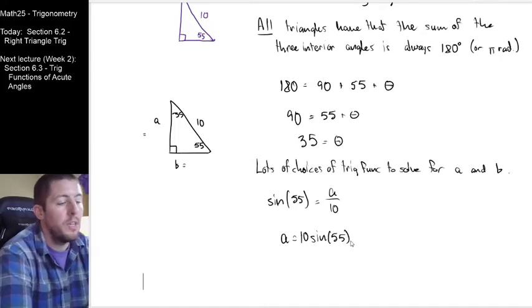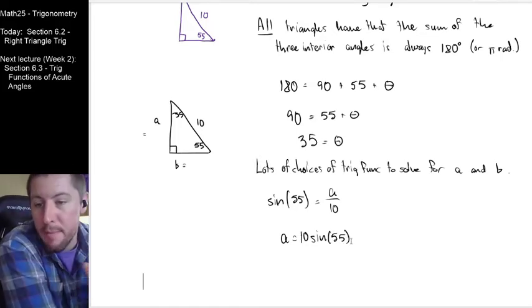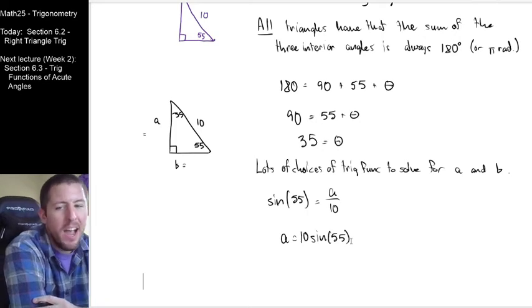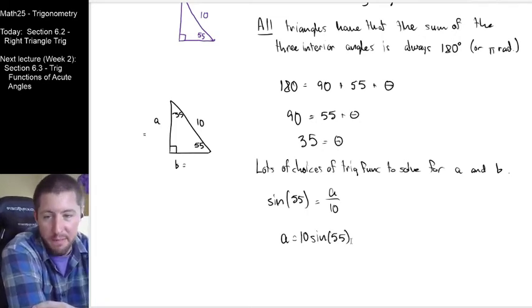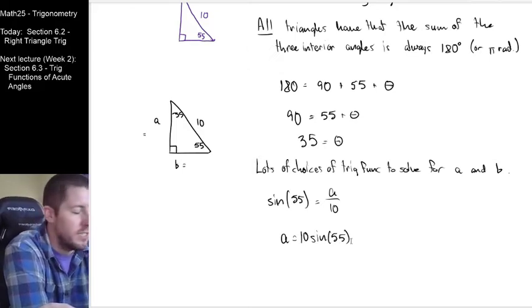Now, notice that I now know what A is. I have my exact form of A right here. I'm probably going to want to get a decimal for this one right here. I don't like giving side lengths in terms of trig functions. I do like giving side lengths in terms of square roots, but we don't have any of those in here. So I'll probably go to my calculator for this.